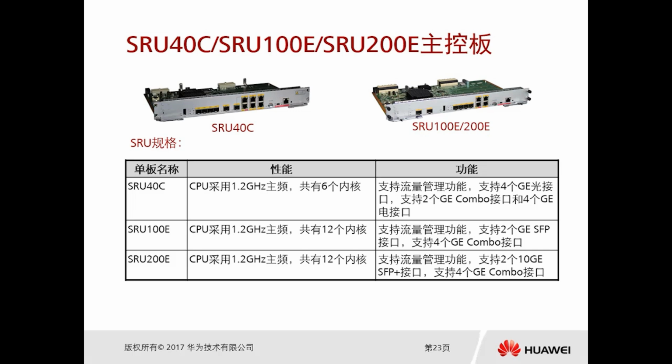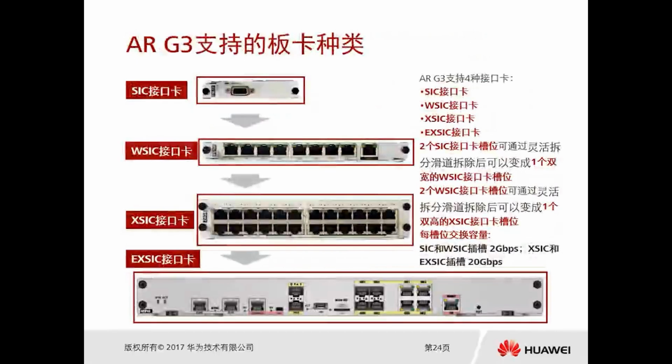Then let's take another look. One type of board supported by ARG3. What about ARG3? He checks to see if he supports 4 types of interface cards. Actually, it has already been listed here, and what the specific appearance of their interface card looks like. So from top to bottom, one of his interface cards definitely need to be raised one by one.